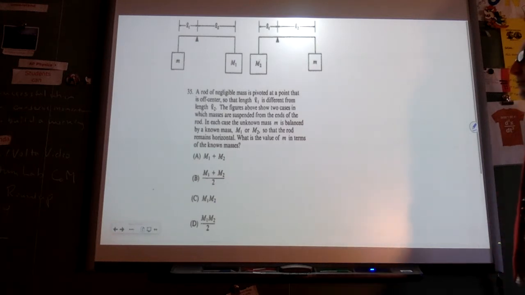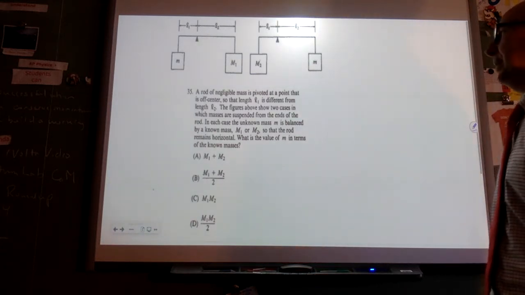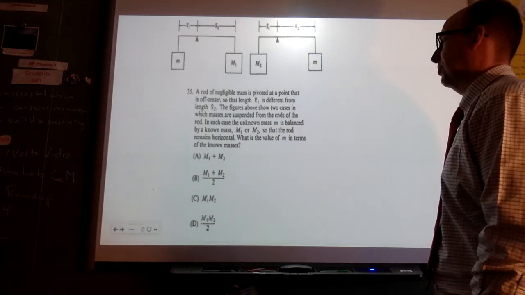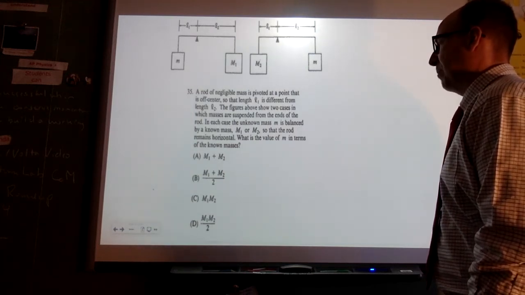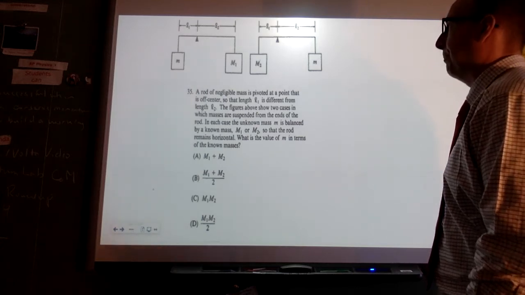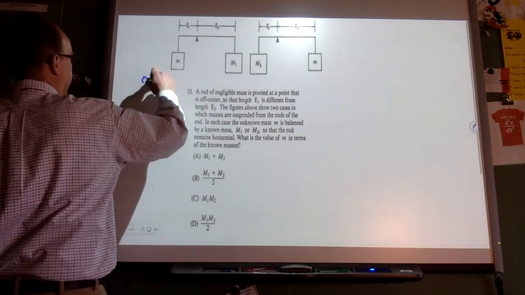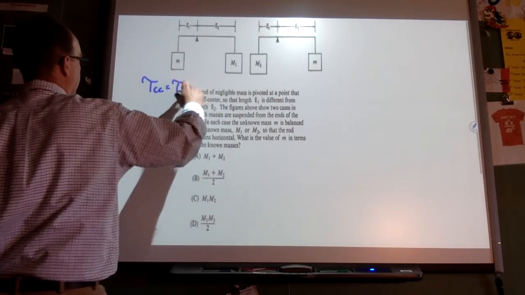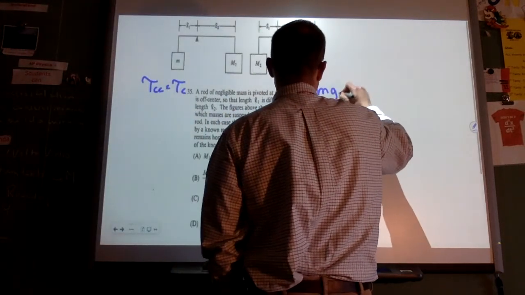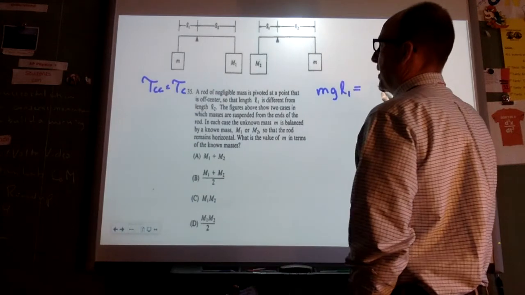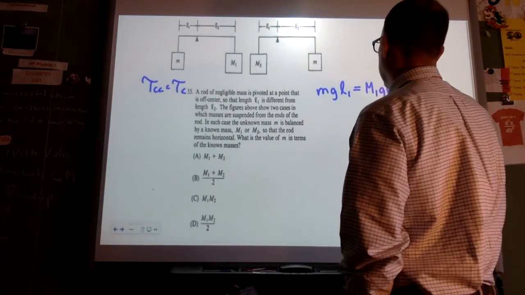All right, a rod of negligible mass is pivoted at a point that is off center, so the length L1 is different from L2. The figures above show 2 cases in which masses are suspended from the ends of the rod. In each case, they're balanced. What is the value of M? All right, so that means the counterclockwise torques equal the clockwise torques. So I'm going to have mg L1 is being balanced by m1 g L2.